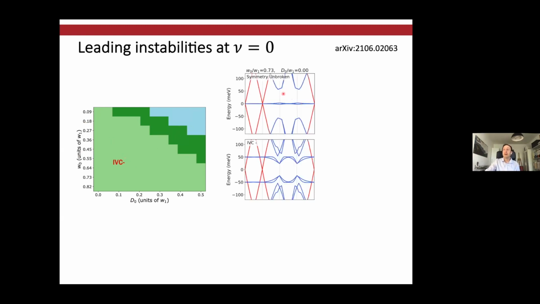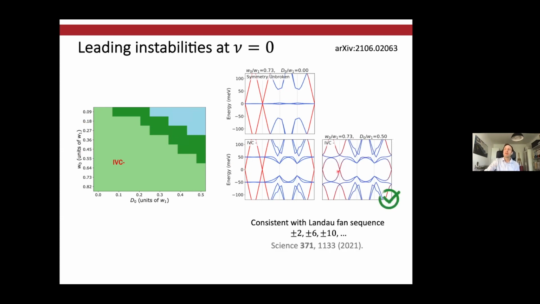This is again without any order, and you see that what this ordering does is gap out some of the Dirac cones. It will push out some of those bands, but these Dirac cones in this limit will survive, and in fact, they will also survive at finite displacement field for a while because they are protected by symmetry in that state. And one comment I wanted to make is that, at least based on my understanding of the experiment, this state will be consistent with the Landau fan sequence seen around charge neutrality in Philip Kim's data.